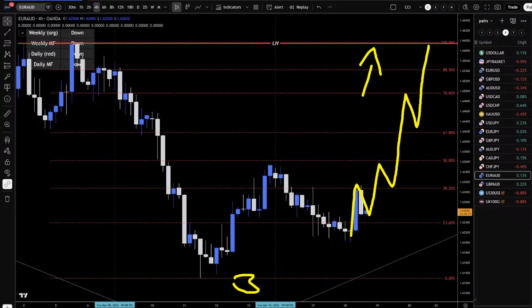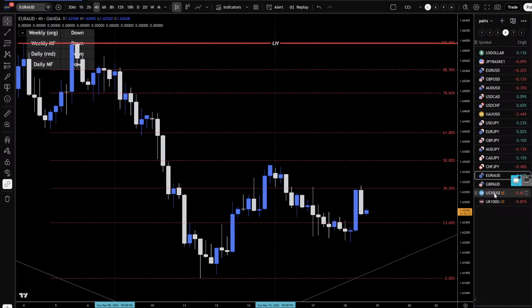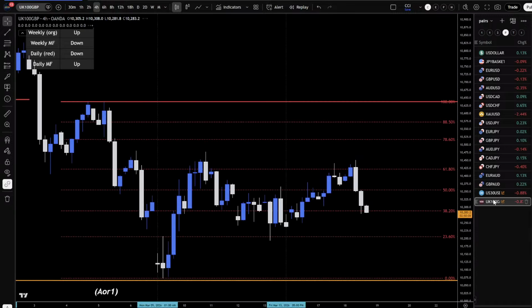Let's see here. So that's what I'm looking for on that. Let's look at the DAX and the NASDAQ. I did recently start trading a couple indices. I started trading the US 30 and I started trading the UK.